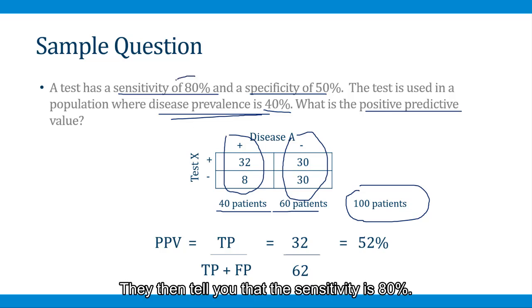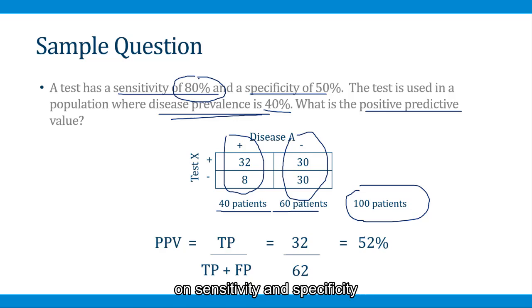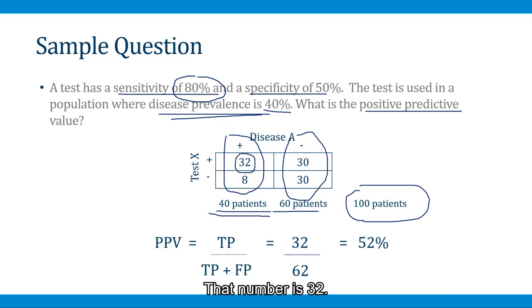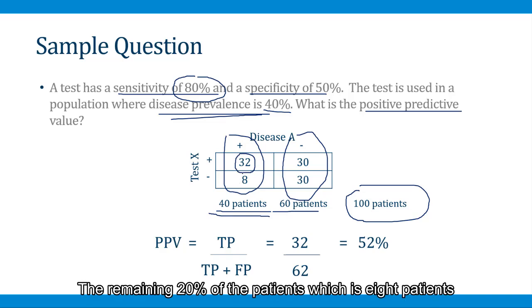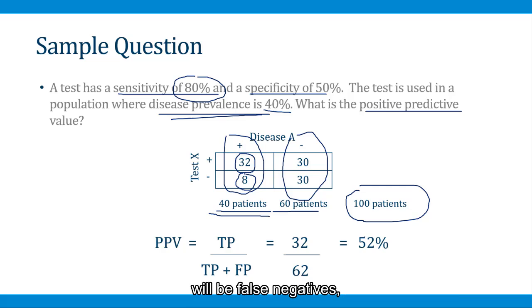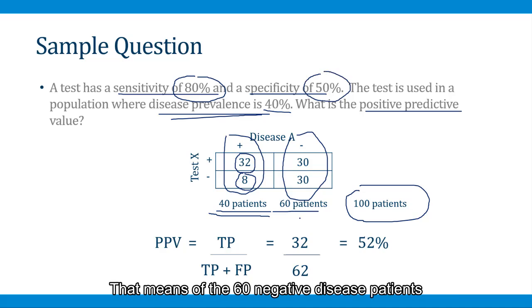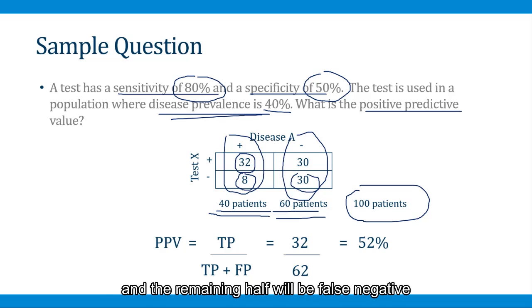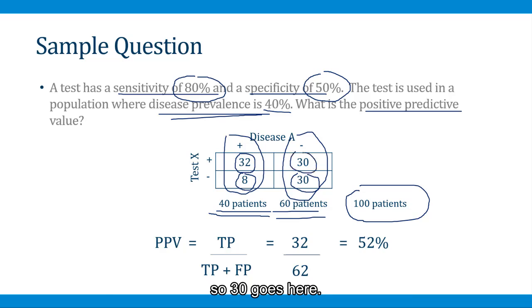They then tell you that the sensitivity is 80%. And so as I explained in the video on sensitivity and specificity, that means 80% of these 40 patients will be true positives. That number is 32. The remaining 20% of the patients, which is 8 patients, will be false negatives, and so they go in this quadrant here. They also tell us that specificity is 50%. That means of the 60 patients without disease, half of them, or 30, will be true negatives, and the remaining half will be false positives, so 30 goes here.